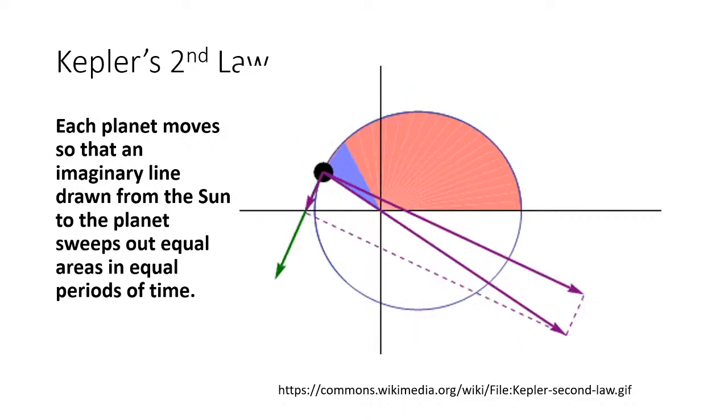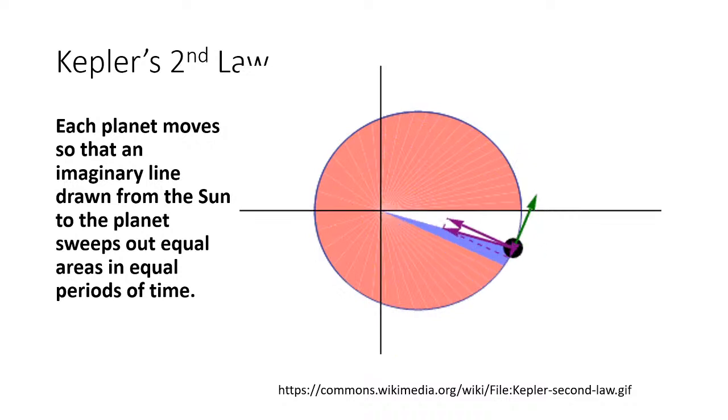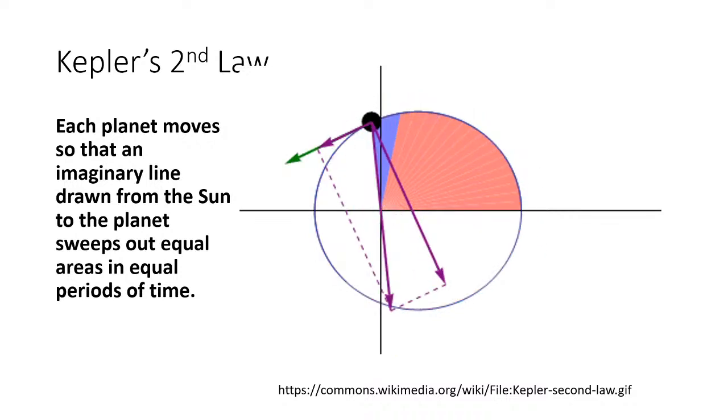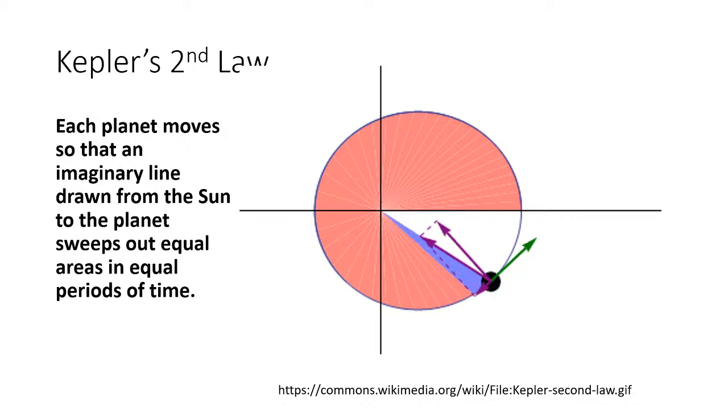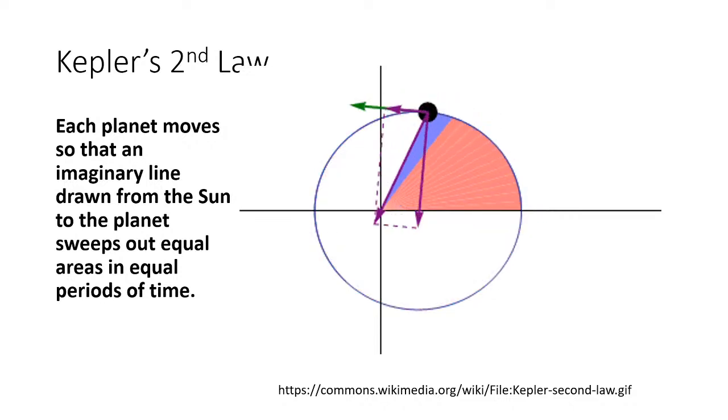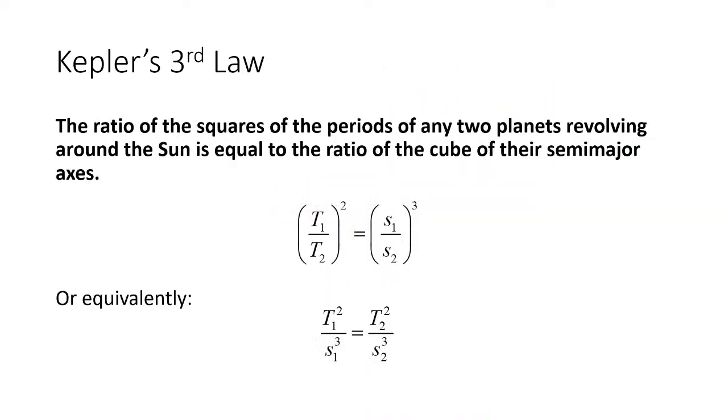It's difficult for us to make use of this mathematically because it would be kind of complicated, but it's cool, I think, to see that graphically and kind of have a picture of it in your mind. And then, of course, the last one is Kepler's third law.